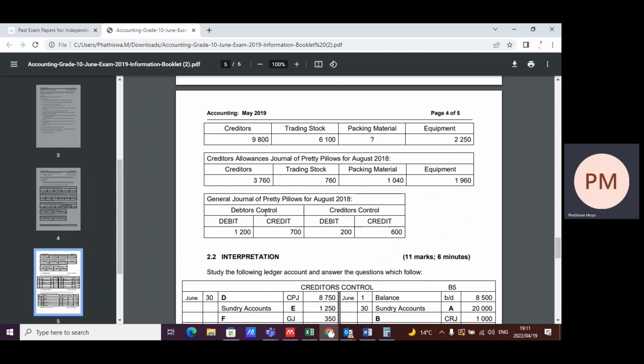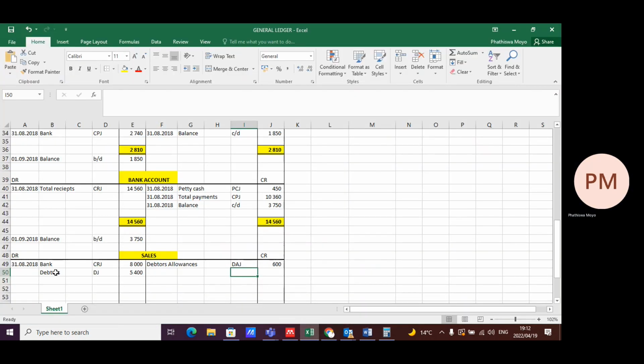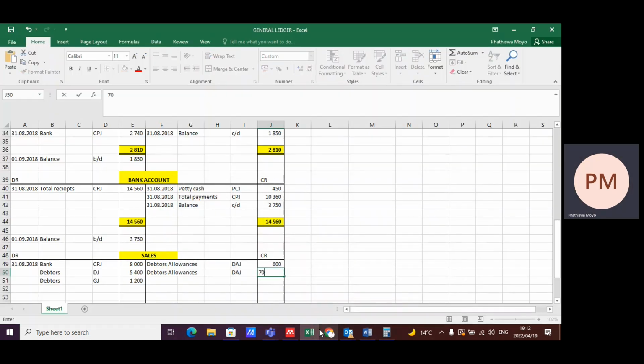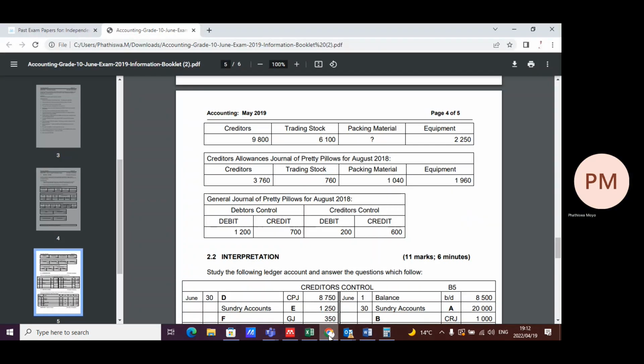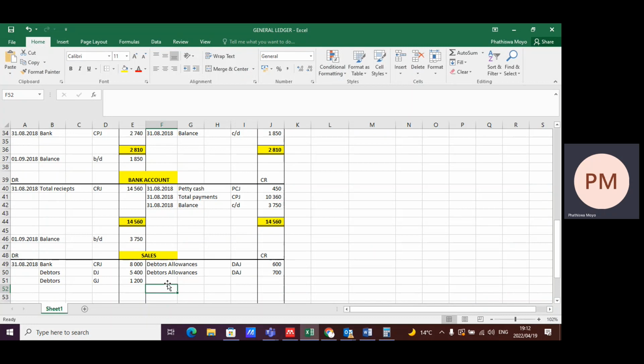So on the general ledger, there's debtors control there, but they don't say what this debtors control is. So for me, it looks like sales. I'll assume somebody bought something. I don't know if my assumption is right on credit. Seems as if. So 1,200. And then it seems as if we had allowances of 700. Hope this account is right.